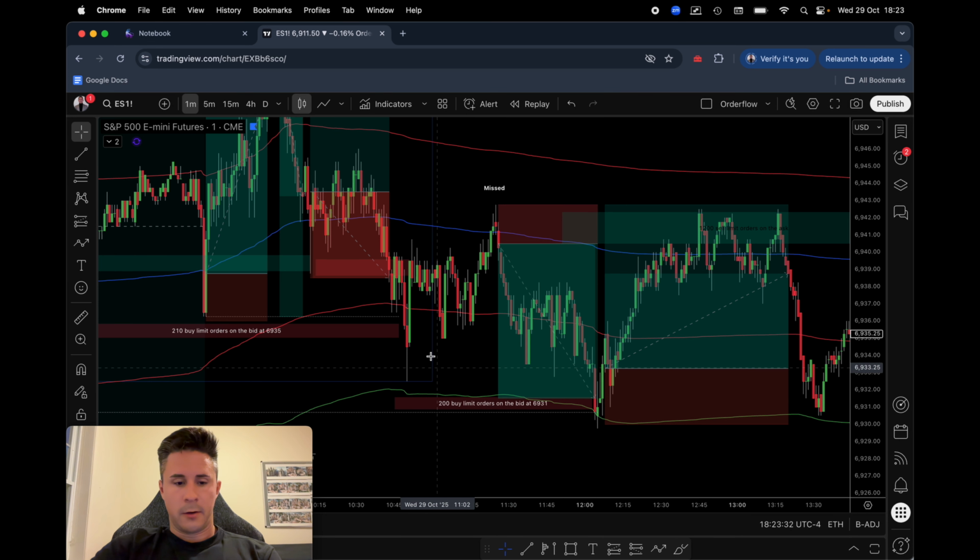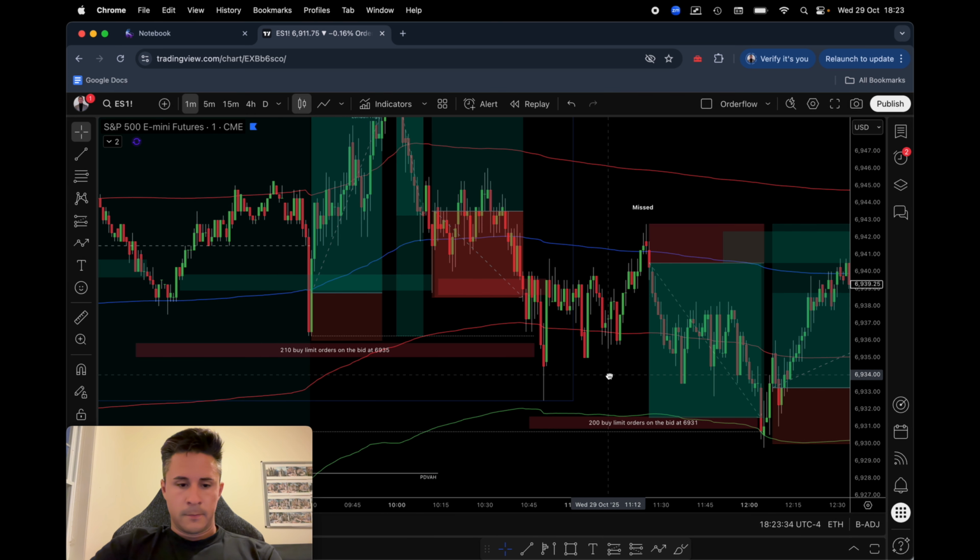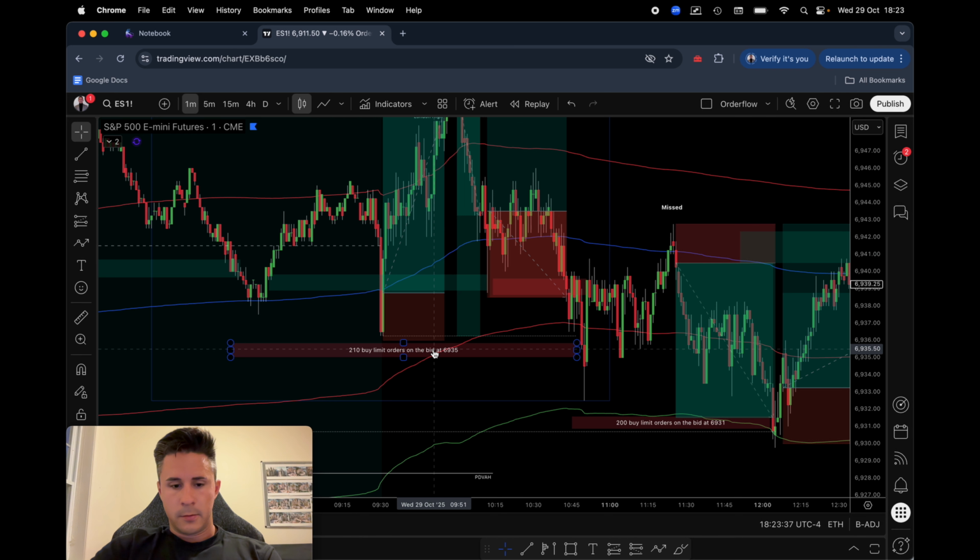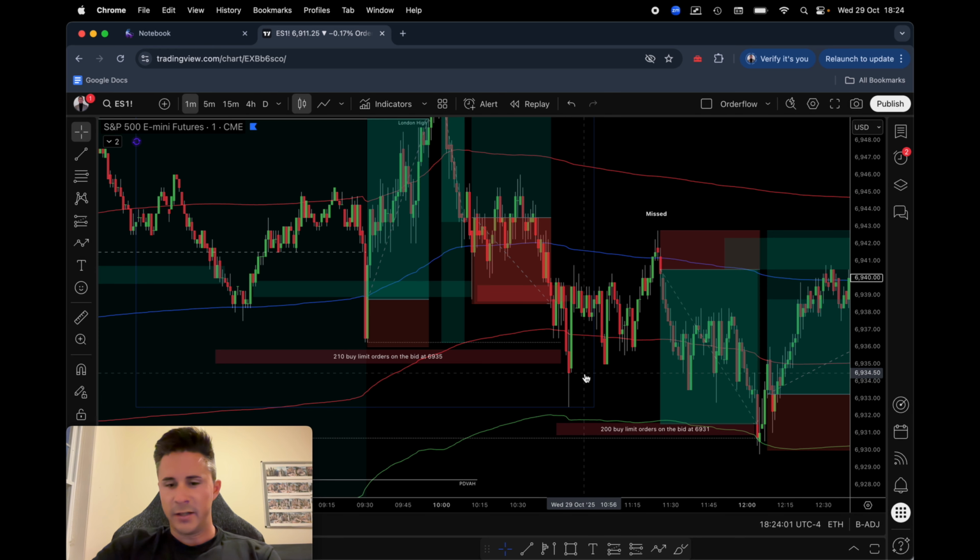Okay, let's have a look here. So price came here. This was the other level I was watching. Here we had a swing low, plus on the heat map, on Bookmap, we had 210 buy limit orders sitting on the bid at 69.35, as you can see on the right. What I didn't like is that price went through it too deep. And then in just 1 minute, it gave a super big reversal.